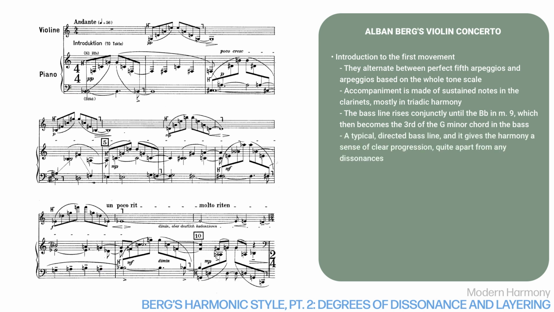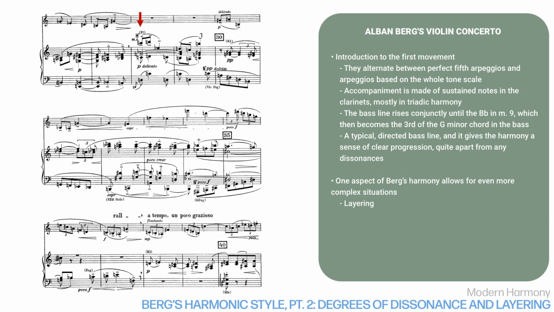This is a typical directed bass line, and it gives the harmony a sense of clear progression, quite apart from the dissonances. Overall, this introduction is rather calm compared to what will come later. One aspect of Berg's harmony that we haven't yet touched on allows for even more complex situations. He often uses a kind of layering in his harmonic textures. Here's an example from measure 28 to 37 in the first movement.